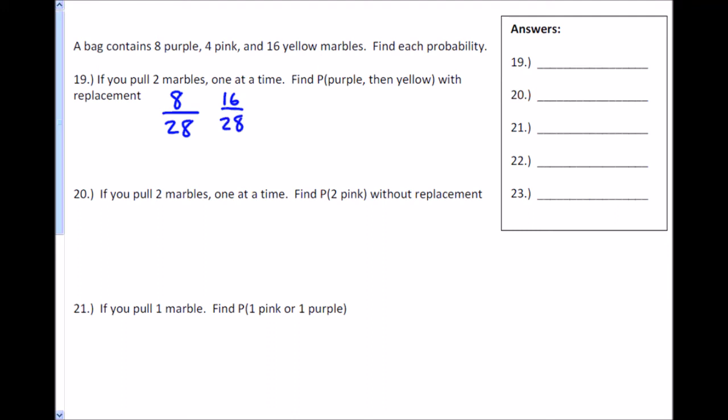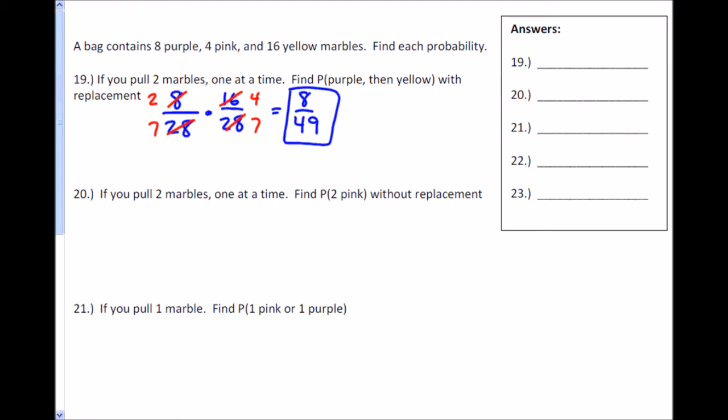The word then implies the word and, which means I'm going to multiply. And of course, I can reduce some things. Here, the 8 and the 28 reduce to a 2 and a 7. The 16 and the 28 reduce to a 4 and a 7 by dividing each of those by 4. And it looks like that's all that's going to cancel out for now, so I multiply straight across. That's 8 over 49. And that's it. That's my probability.